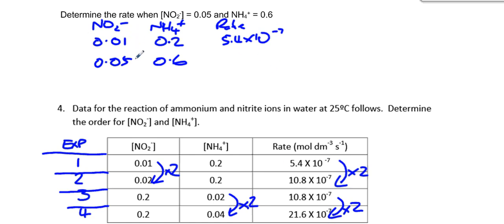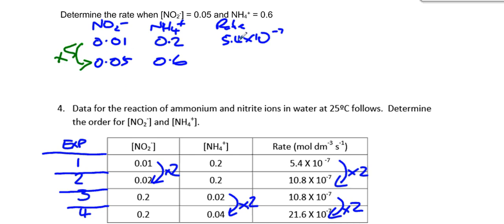Given I know that this is first order with respect to NO2 minus, the rate of reaction is first order, and NH4 plus, the rate will also increase proportionally to my increase here. So let's look at the increases I've got here. 0.01 to 0.05. If I do 0.05 divided by 0.01, I will get 5. Check it if you're not sure. And so I have an increase here of times 5.